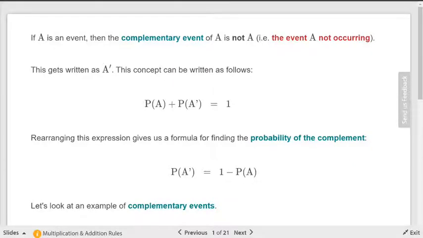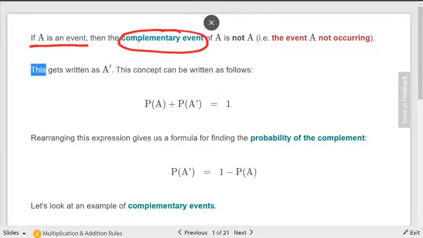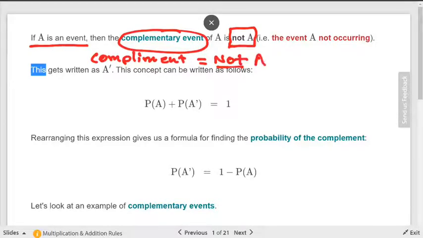So let's say that the probability of an event is A. If A is the event, then the complement or complementary event, I would just say complement if I were you, is not A. Right? So the complement is not the event you want. Instead, it's everything else.